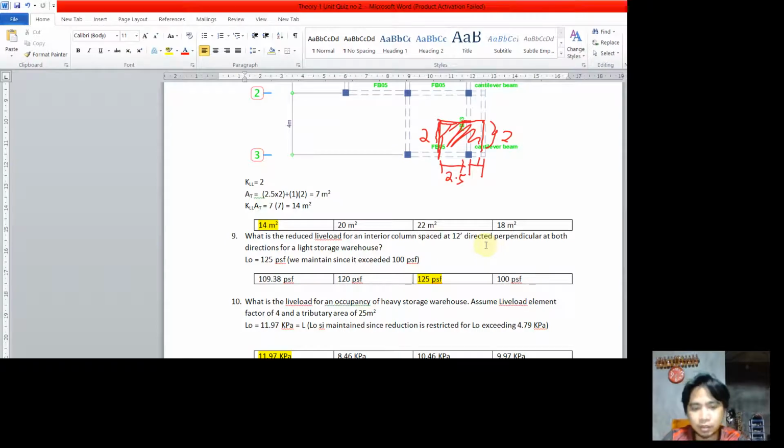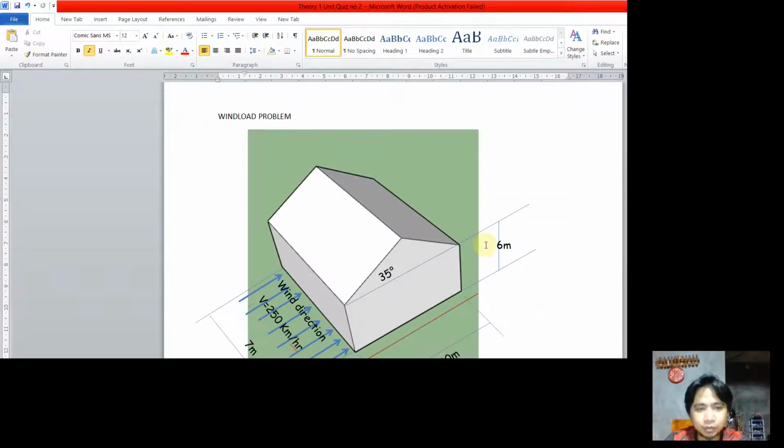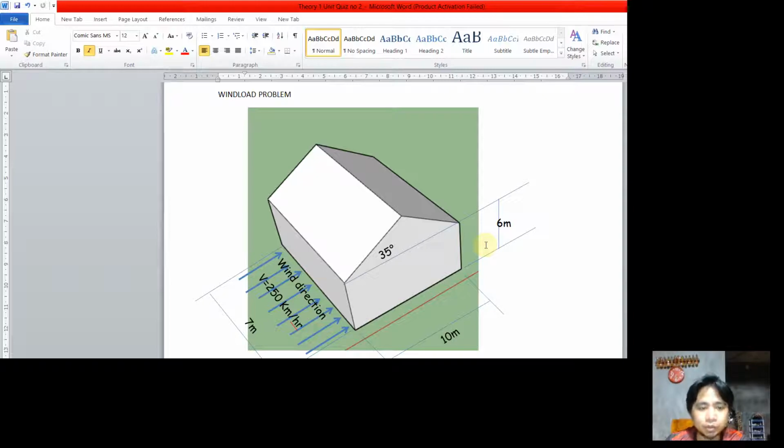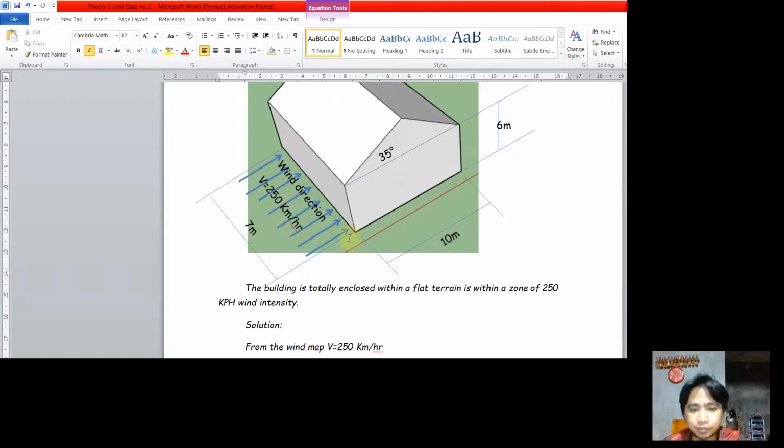Okay, next. So we now proceed to the wind load problem here. So 10 meters here facing the front with this ridge here. 10 meters here is considered as L, and then perpendicular to that is B. Okay, this is L.